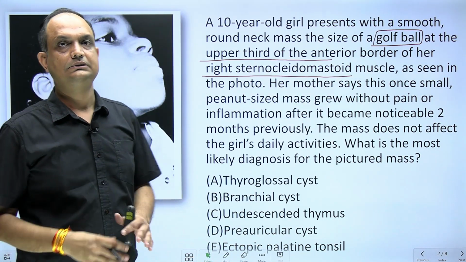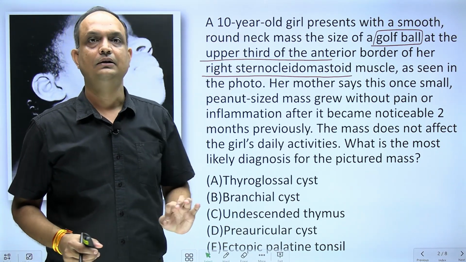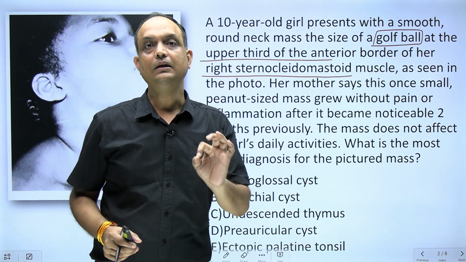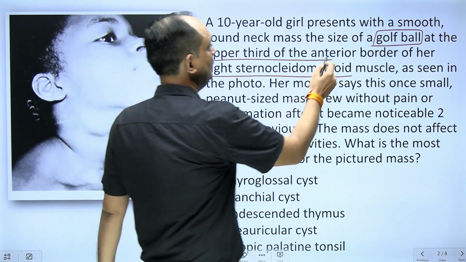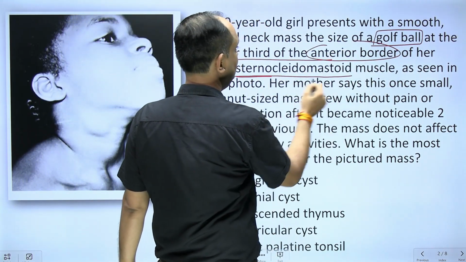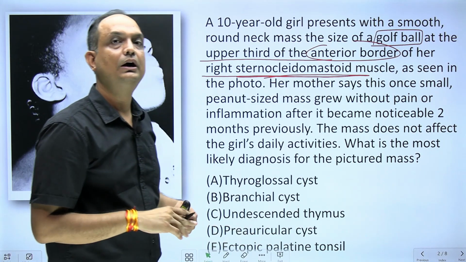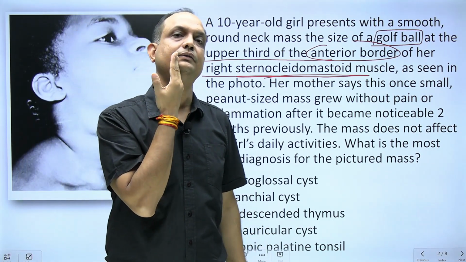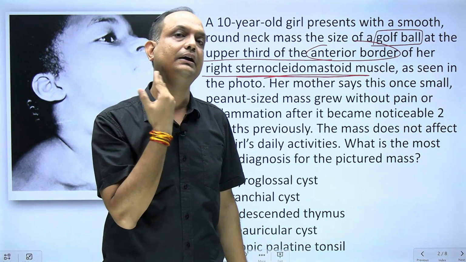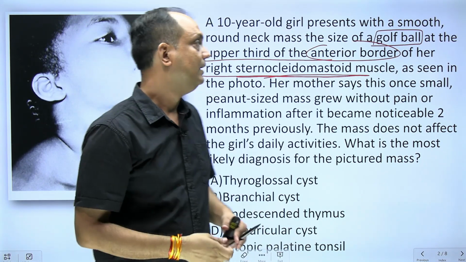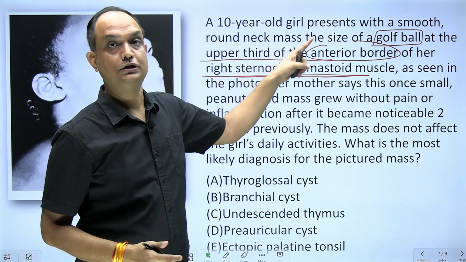Now my dear students, in these first three lines, the important keyword is anterior border of sternocleidomastoid. That means you are dealing with something in front of sternocleidomastoid in the anterior triangle, not in the posterior triangle. Now the swelling is very smooth.